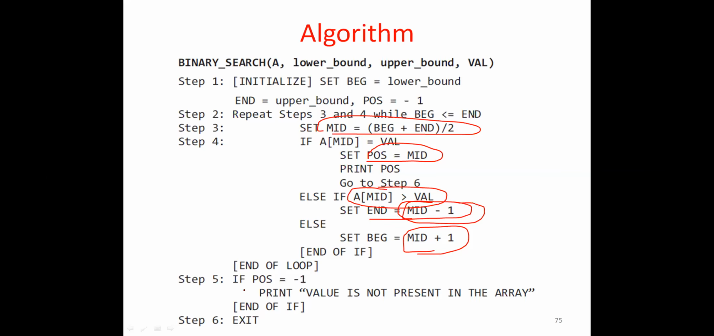Here it is returning minus 1 if the position is the same, meaning that there's no element in the array. Your search element is not there in the array.